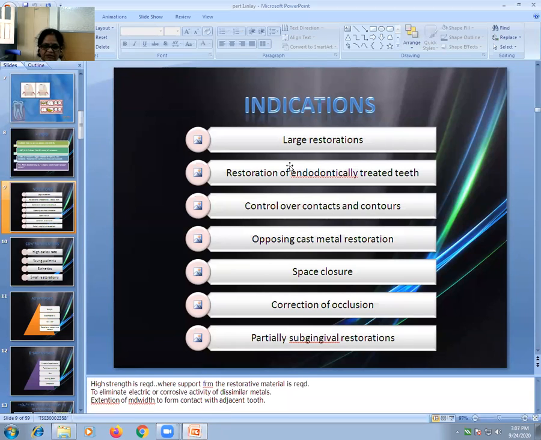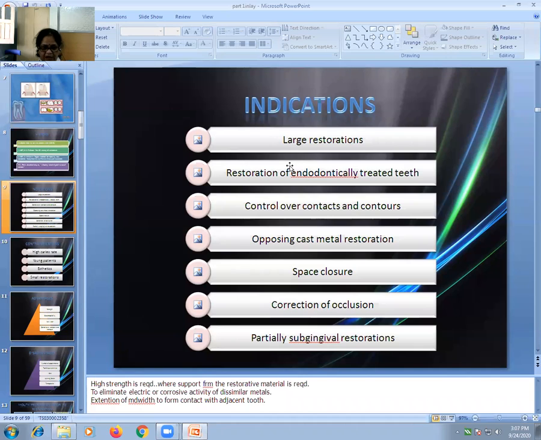Then, whenever there are open contacts or it is not possible to build up because the destruction is more, both the proximal walls are destroyed and it will be difficult to build up those contacts with amalgam, even by using matrices. In that condition, to control these contacts and contour, you can fabricate the restoration outside the oral cavity and build up the proper contact and contour with the proper bulk of the restoration.